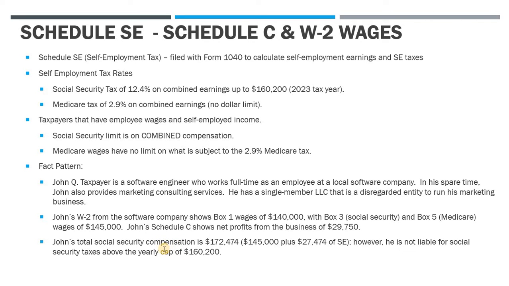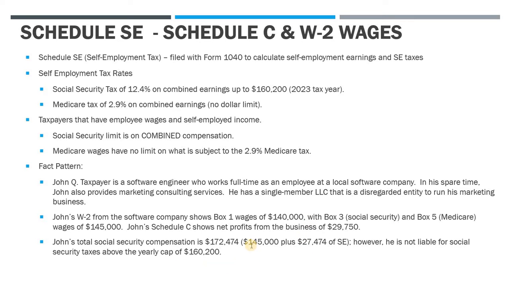So 401k contributions are pre-tax, meaning they reduce your federal Box 1 wages, but you still have to include them in your wages for calculating Social Security and Medicare tax. And then his Schedule C is going to show profits from the business of $29,750.